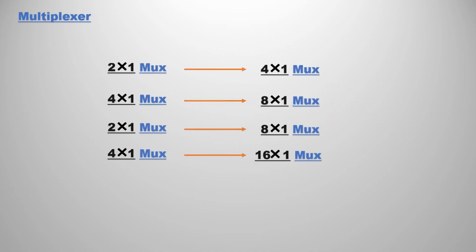In total, these are the four implementations that we are going to perform in this video. First, we implement the 4x1 with the help of three 2x1 MUXs. Next, 8x1 can be implemented with the help of 4x1 MUXs. Let's see how to do that. Next, 8x1 can be implemented with the help of 2x1 MUXs, and 16x1 can be implemented with 4x1 MUXs. Let's see all these four implementations one by one, so let's start with the first one.